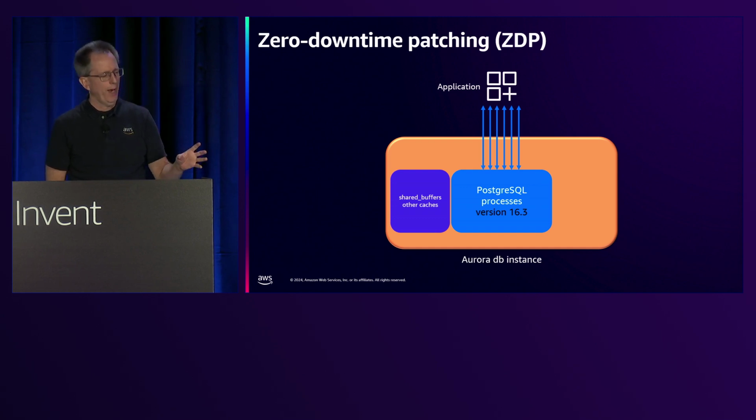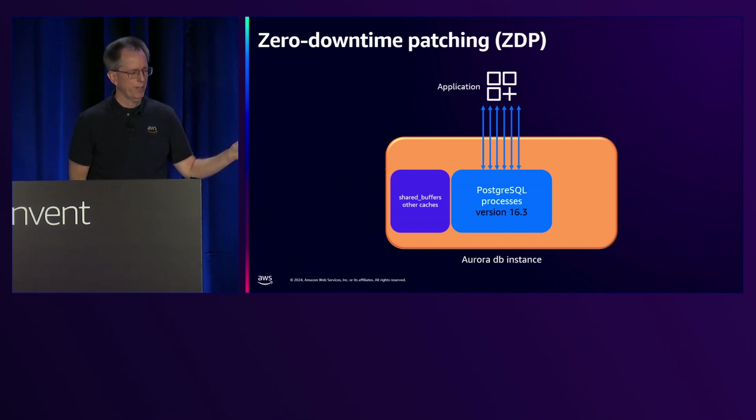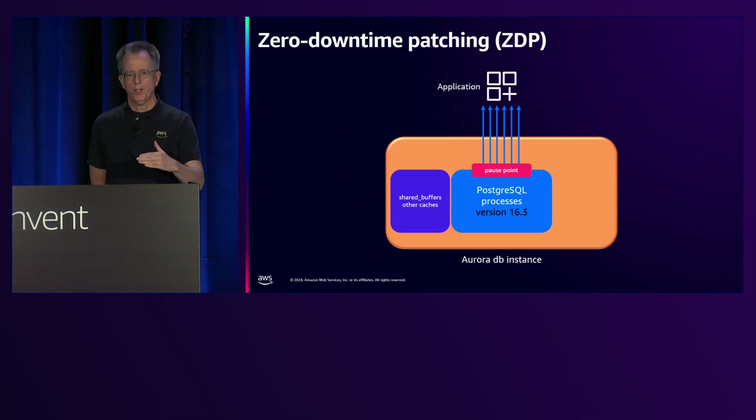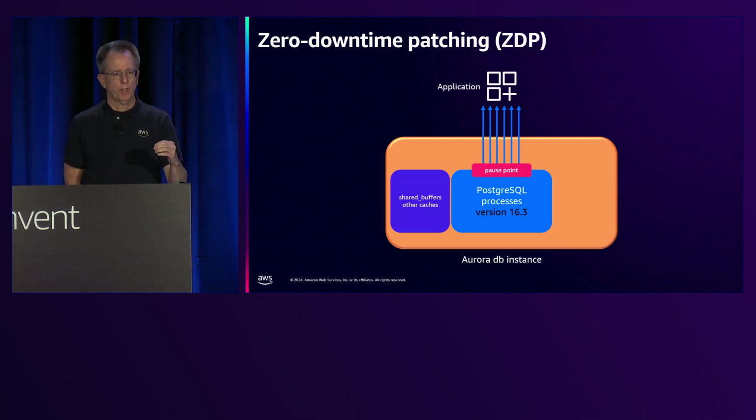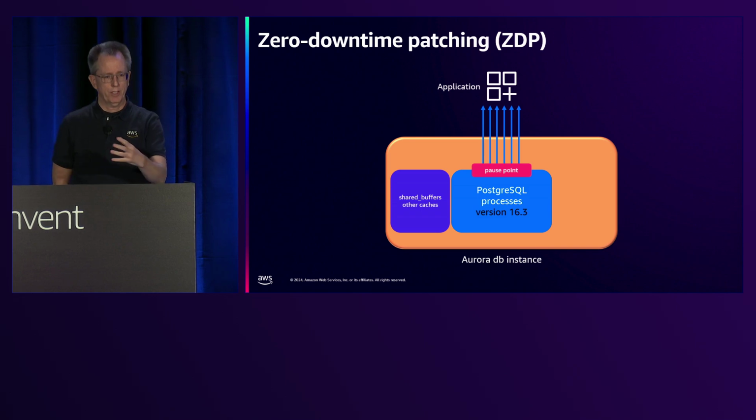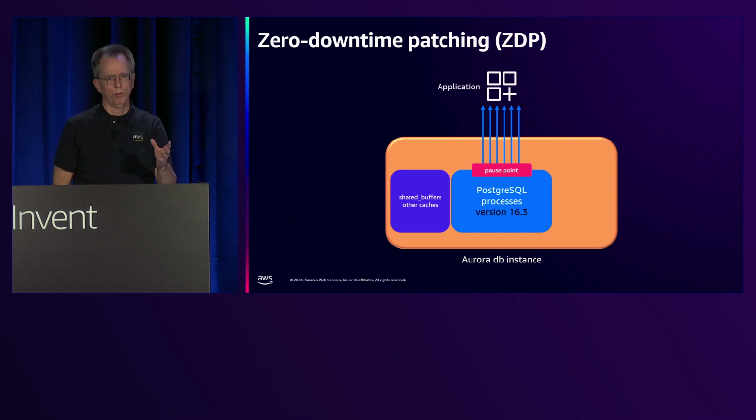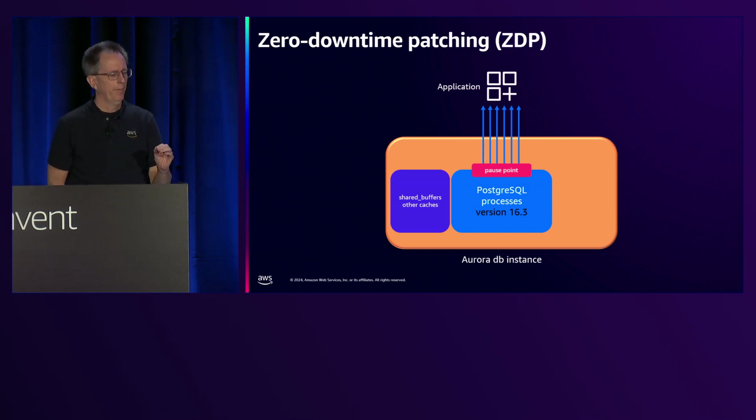So we have our application connected to our Postgres database, and we're running version 16.3, right? So we want to upgrade to 16.4. What we're going to do is we're going to look for a pause point. So for about a second, what we're going to start doing is holding new transactions from coming in and waiting for ones to finish. If ones don't finish, we'll actually kill those transactions and move forward. But if you have short-running transactions, like less than a second, which hopefully you do, because that's generally good, this won't be a problem, right? So we have that pause point.